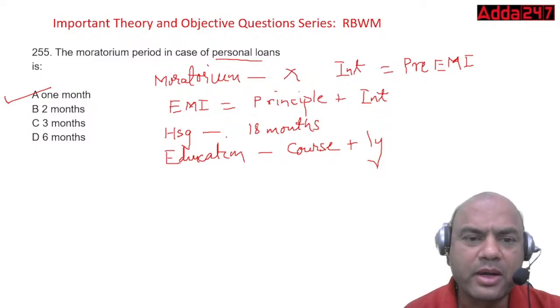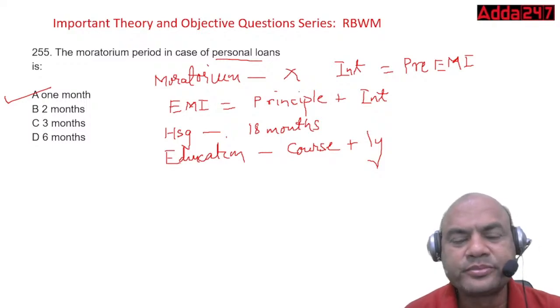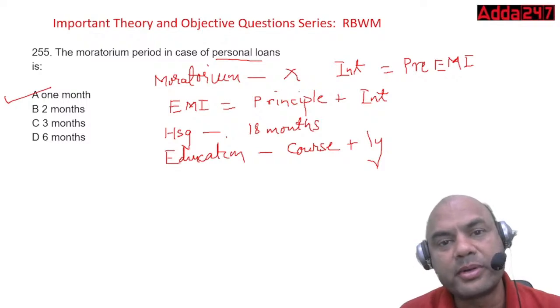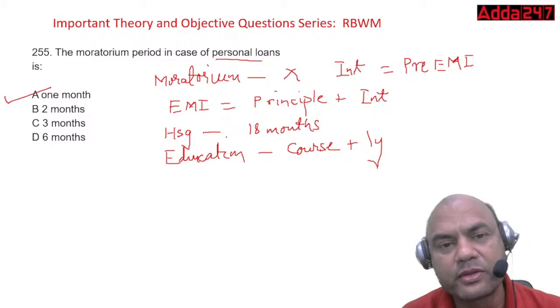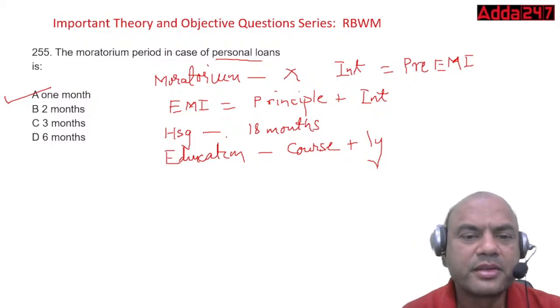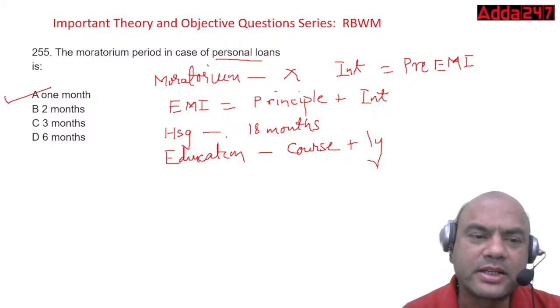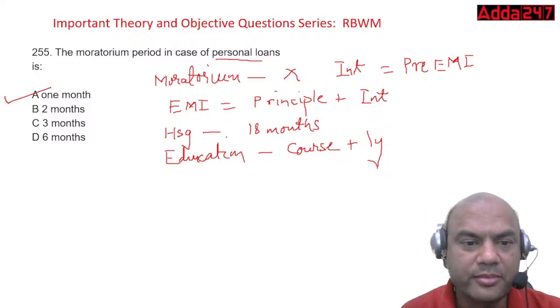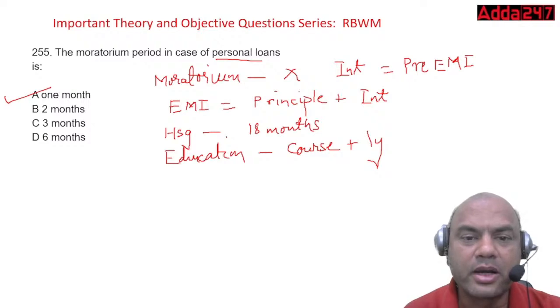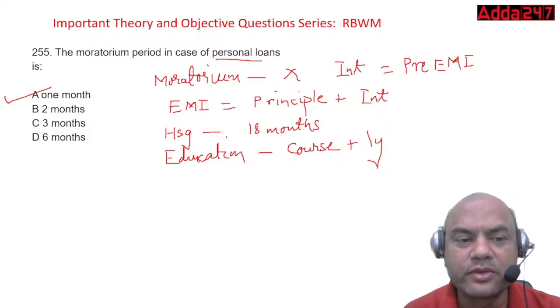The logic behind this is, when does the customer start repayment? Obviously, the customer starts the repayment after 1 month of disbursement of the loan, isn't it? So that's why moratorium period is considered as 1 month. Actually, it is 0 months. Okay, but if it comes in the exam, the moratorium period in case of personal loans is 1 month. Okay.